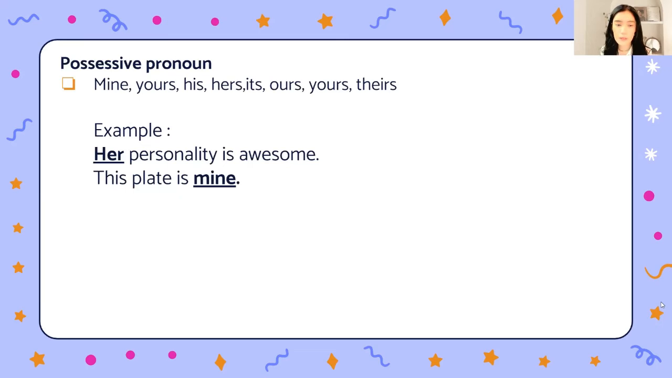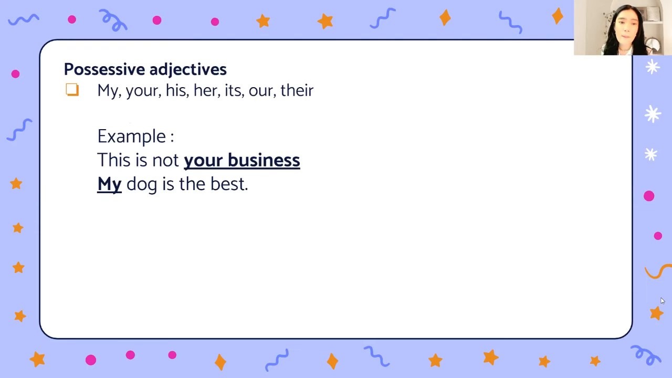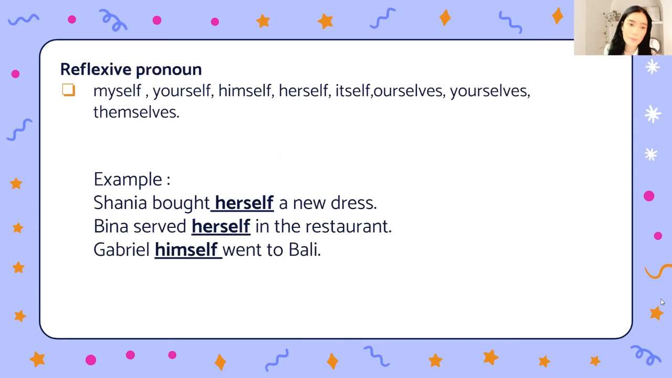For possessive pronouns, for example: her personality is awesome. This plate is mine. Next, possessive adjective. The examples: this is not your business. My dog is the best. The last one is reflexive pronoun. For example: Sania bought herself a new dress. Bina served herself in the restaurant. Gabriel himself went to Bali. So that's all for me. Thank you.